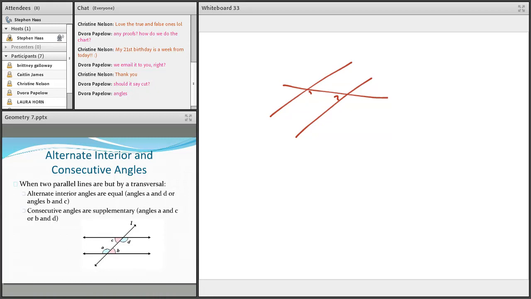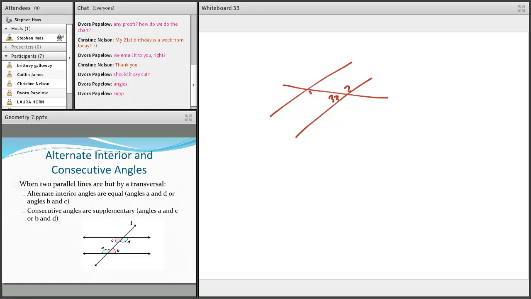And if you think about it, that's really just a corollary to the alternate interior rule. Because if 1 and 2 are equal, well, what is the relationship between 2 and 3, let's say? Let's say this is 3. What's the relationship between 2 and 3? Well, they're in a linear pair, right? They are a pair of angles on a line. And what do we know about a linear pair? Two angles that make up an entire line, they're supplementary. It means they have to equal 180 altogether.